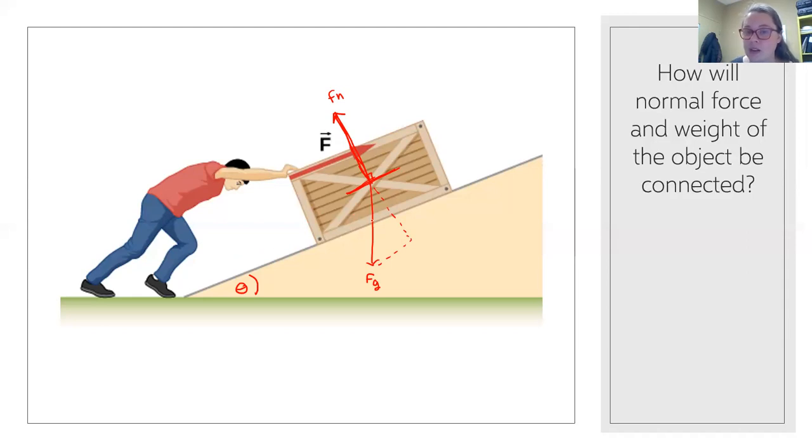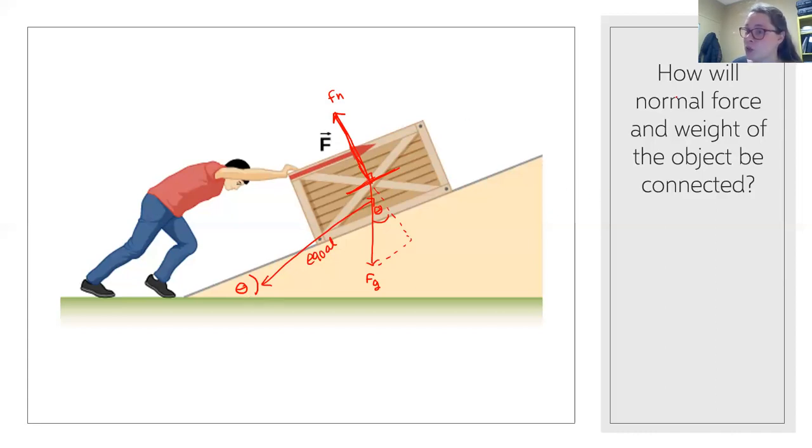Okay, and then the angle here will always be equal to the angle of incline. So those two angles are equal. So the angle closest to the center of your box that you're diagramming will always be equal to the angle of inclination.